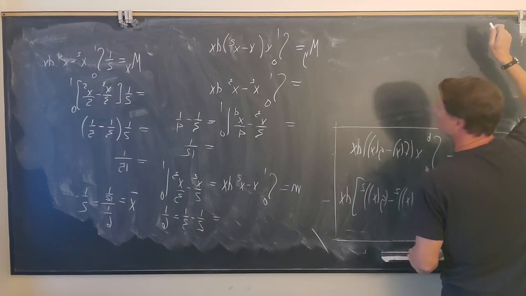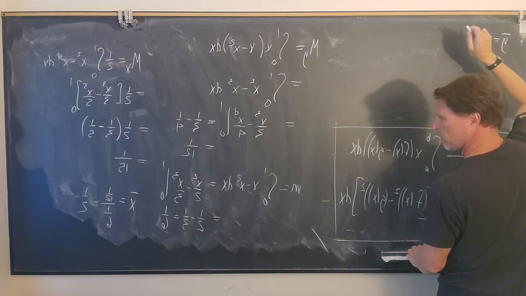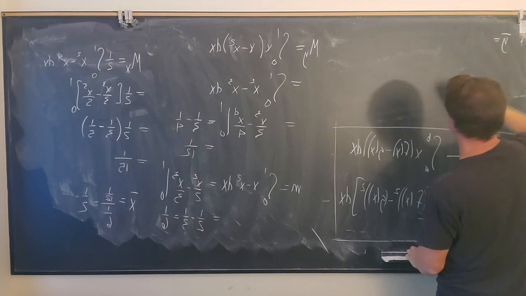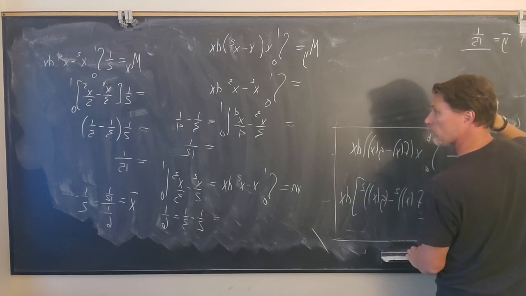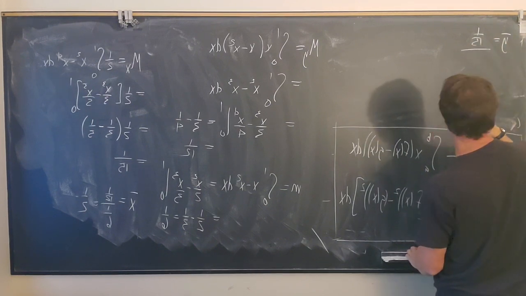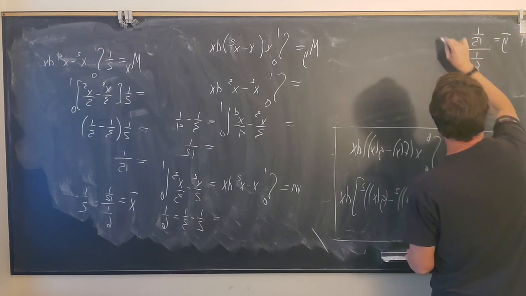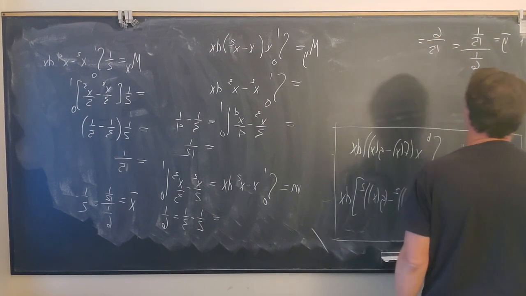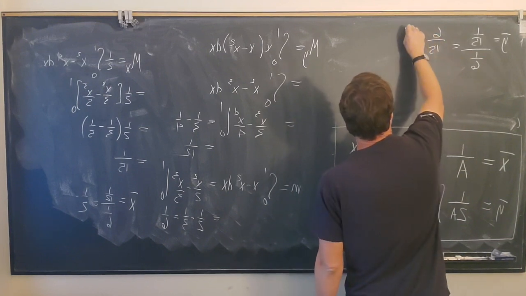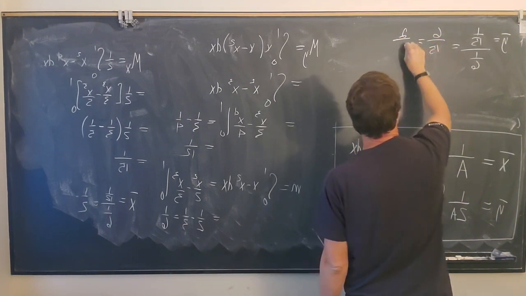y bar is equal to m sub x, which is 1/15, divided by 1/6, which is 6 over 15, which is 2 over 5, 2/5.